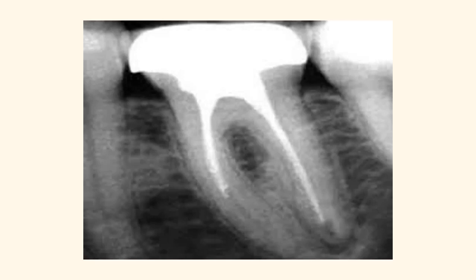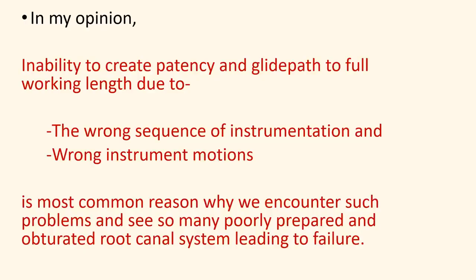You can see that there is one thing common in all these cases: the treating clinician is not able to reach the anatomic apex. The reason may be a ledge formation, canal blockage, wrong instrumentation, whatever, which results in a failure to create a glide path and a patency. In my opinion, inability to create a patency and glide path to full working length due to the wrong sequence of instrumentation and wrong instrument motions is the most common reason why we encounter such problems and see so many poorly prepared and obturated root canal systems leading to failure.